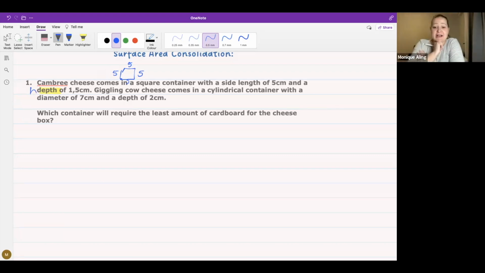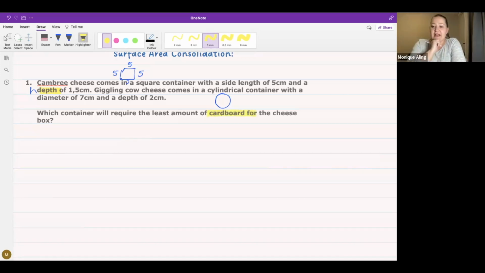Giggling cow cheese comes in a cylindrical container with a diameter of 7 centimeters and a depth or height of 2 centimeters. Which container will require the least amount of cardboard for the cheese box? So we have 2 types of cheeses. The first cheese comes in a square box. The second type of cheese comes in a cylindrical box. Now, they're asking which container will require the least amount of cardboard for the cheese.